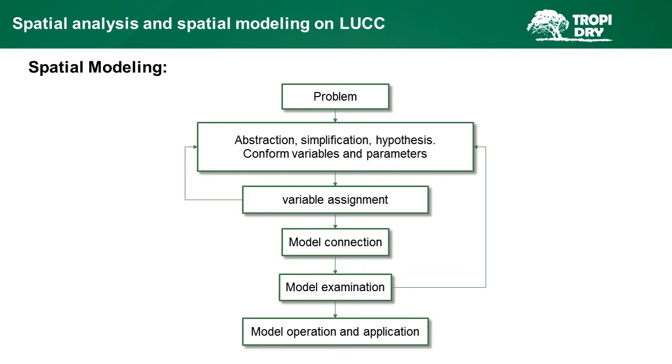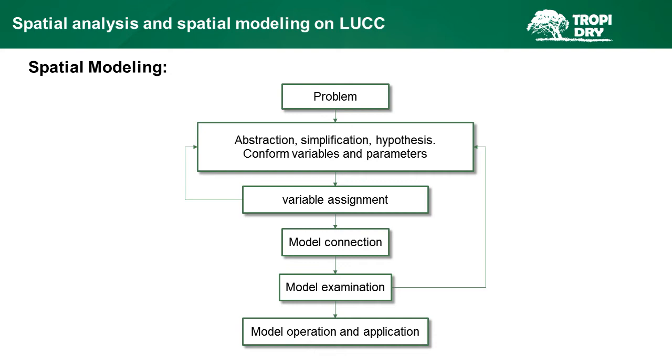For the next part, I will talk about spatial modeling. This flowchart, as we can see, shows the fundamental steps of spatial modeling. First, we should know what problem is going to be solved. Then, using abstraction, simplification, and hypothesis to confirm variables and parameters.